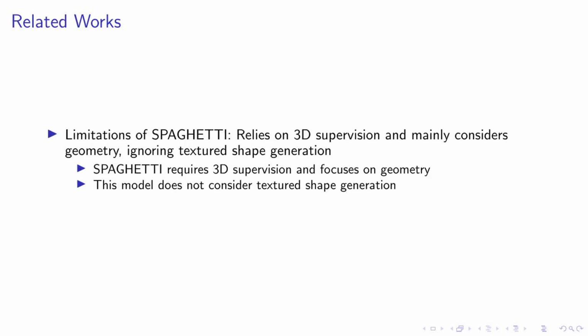In our exploration of related works, we've identified some limitations in existing models. Let's take Spaghetti as an example. While it has made significant strides in the field, it does have its constraints. One of the main limitations is its reliance on 3D supervision. This means it primarily focuses on the geometry of the 3D shapes. However, in doing so, it overlooks an important aspect: the generation of textured shapes. This is a crucial element in creating more realistic and detailed 3D models. In the next slides, we will delve into how our proposed method addresses these limitations and advances the field of 3D shape generation.